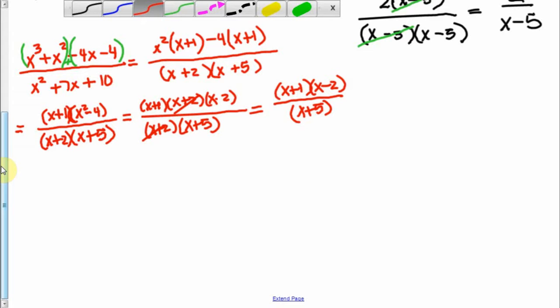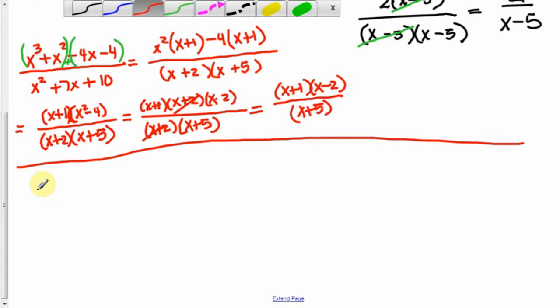All right, any questions on that? Okay, we're going to talk about how to recognize a ratio of -1.